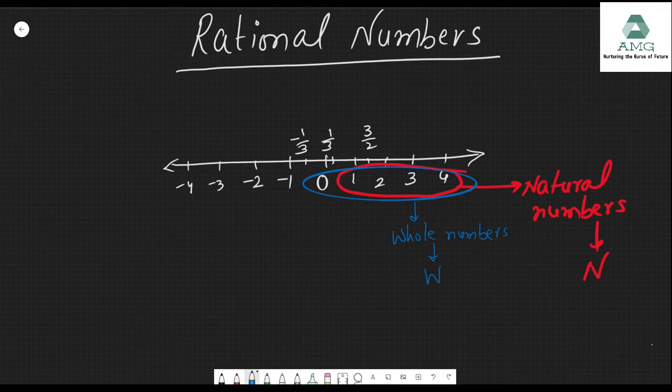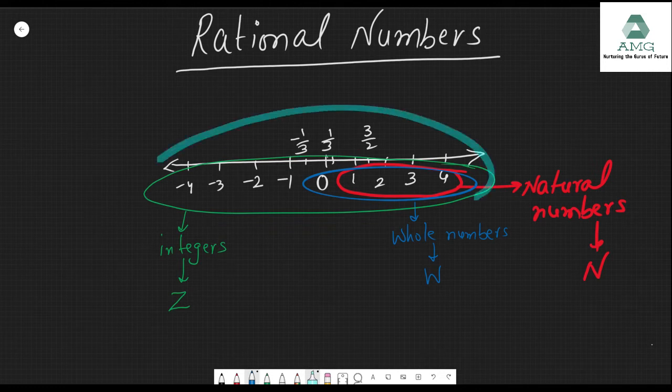And the third collection I'm going to make will include negative numbers, positive numbers and 0. This collection is called integers. So that means integers include all the negative numbers, positive numbers and the 0. And they are denoted by capital letter Z. But you might be wondering, there are still some numbers left on this number line. Of course, the fractions.